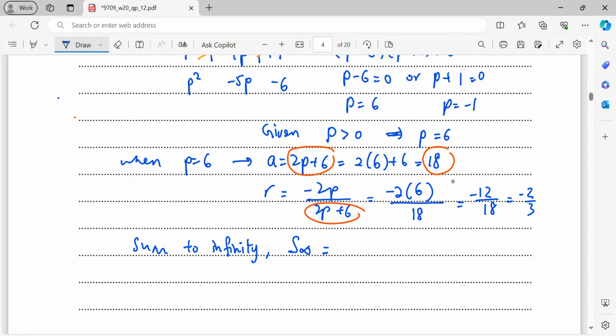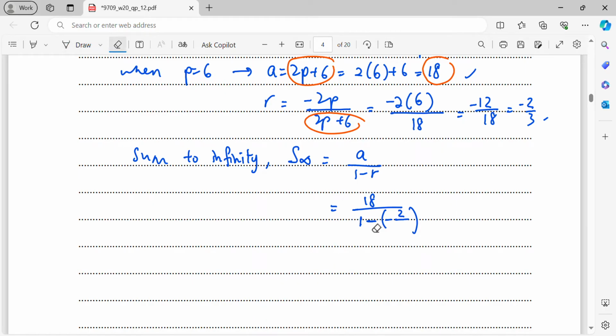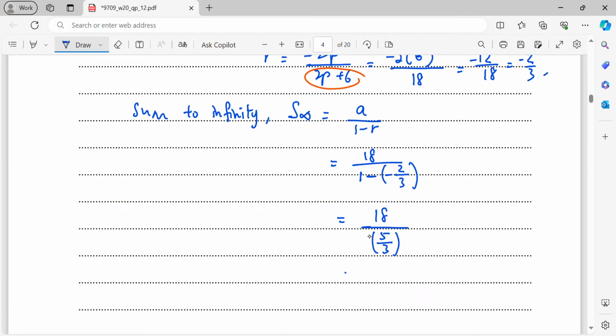So now, sum to infinity is basically a over 1 minus r. Then now you just replace. Your a is 18. 1 minus the r is negative 2 over 3. Okay, then from here you will be getting the answer. Then I will be getting 18 over 1 minus negative 2 over 3, which is basically 18 over 5 over 3. So when you press your calculator, this is basically 54 over 5. So that's the solution of this question.